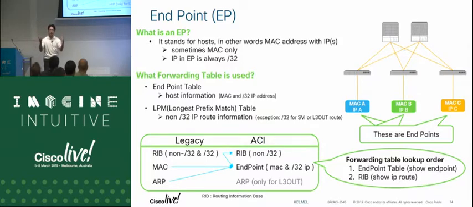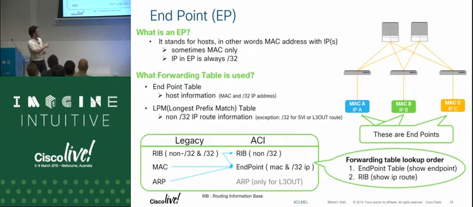Then in ACI, we store that combination as a single entry in the endpoint table. So we don't have a MAC table in ACI. So then if we have an endpoint table instead, how do we do the forwarding? What kind of things happen for the other forwarding tables?